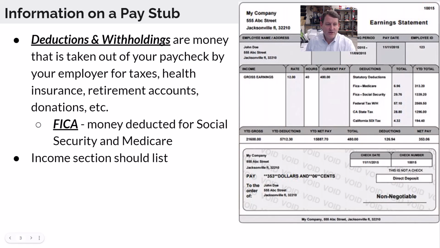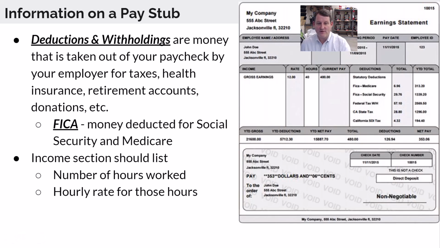The income section should really clearly list the number of hours worked and your pay for those hours. If you had overtime, it'll show as a separate category, a separate line item, and say overtime with a different rate. If you're a salaried employee, you won't see the rates on there usually, but you'll see exactly how much you earned that pay period.